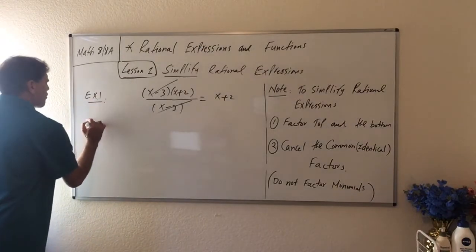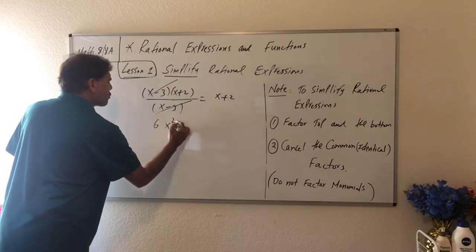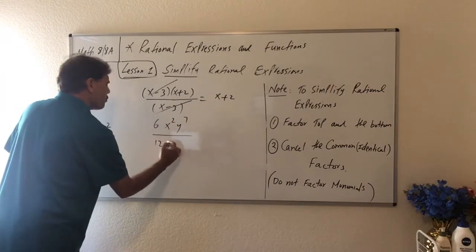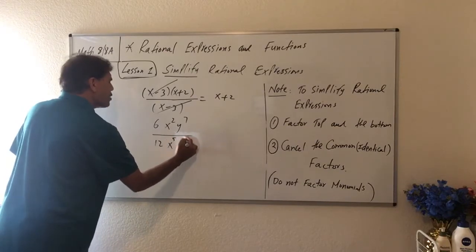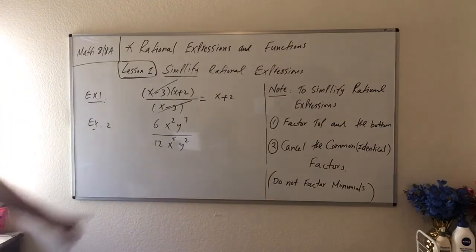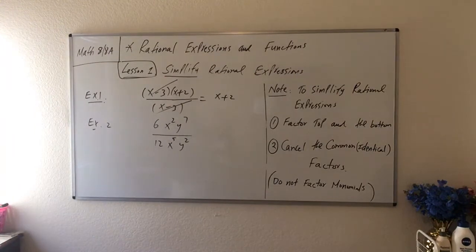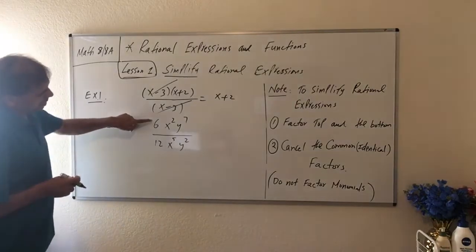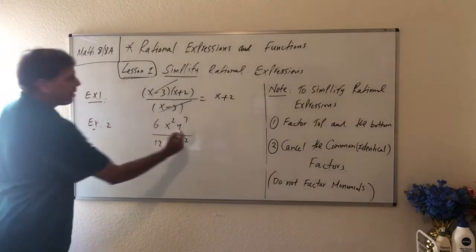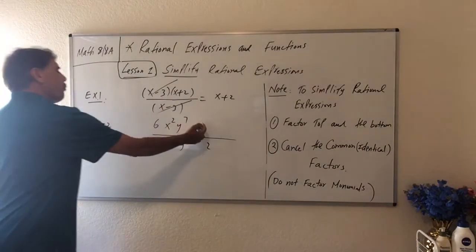Here is example 2. For example, somebody gave you this: 6x squared y to the 7 over 12x to the 5 y to the power 2. That's your monomial divided by monomial. So remember, we do not factor the monomial because we already know from last year, chapter 10, how we divide exponents. So we can simply keep the base and subtract the powers. So here 6 divided by 12, 12 is bigger. This means 2 is going to stay at the bottom. 6 divided by 12 is half. So you can always write 1 over 2.